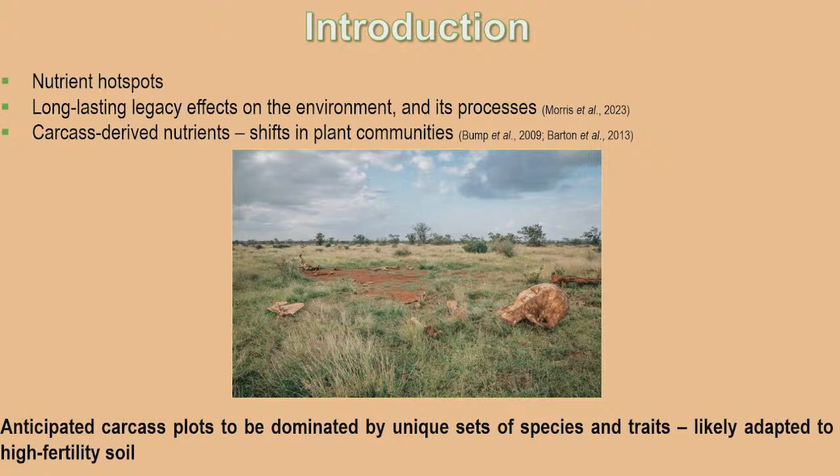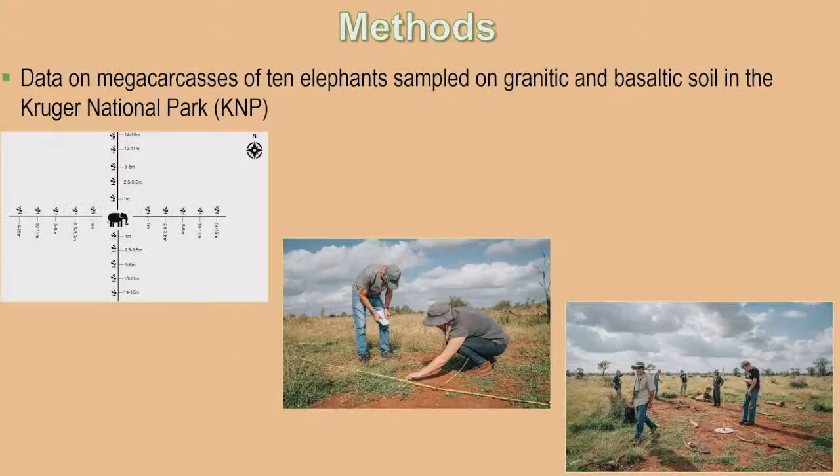So these nutrient pulses often create nutrient hotspots, and given the sheer size of elephants and their ability to persist in the environment for a long time, they are likely going to cause long-lasting legacy effects on the environment and the processes. And these carcass-derived nutrients have been found to cause shifts in plant communities. So we therefore anticipated that carcass plots will be dominated by a unique set of species and traits, likely adapted to high fertility soil. So I will be presenting some vegetation data that we sampled on megacarcasses of 10 elephants on granitic and basaltic soils in the Kruger National Park.